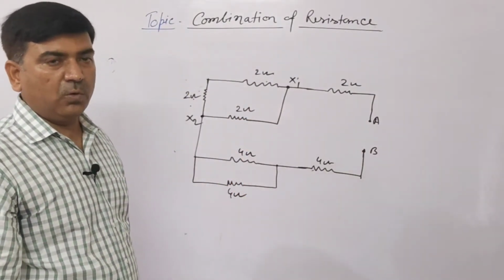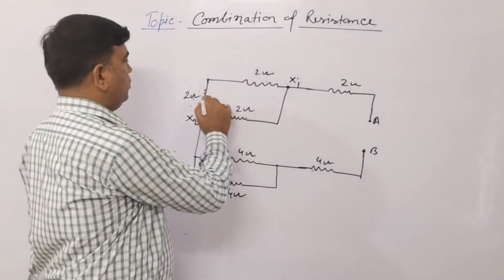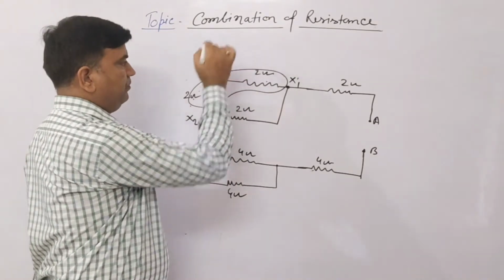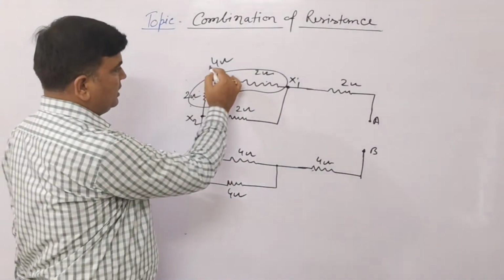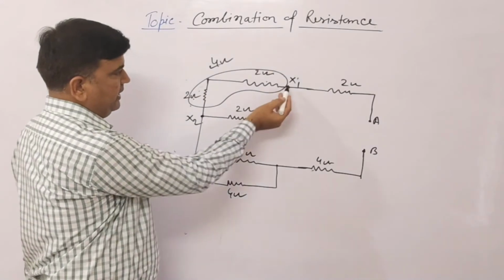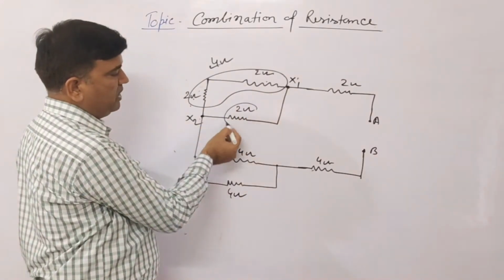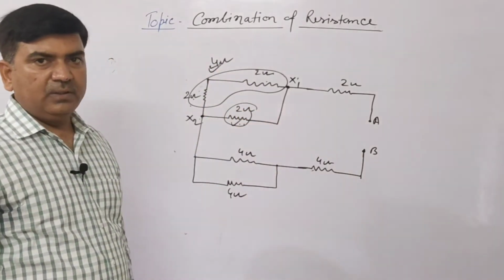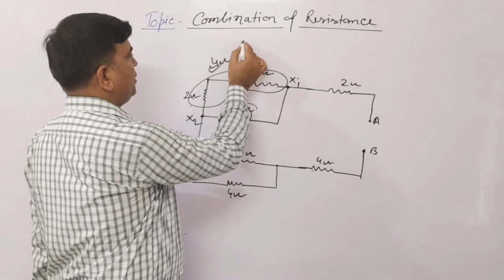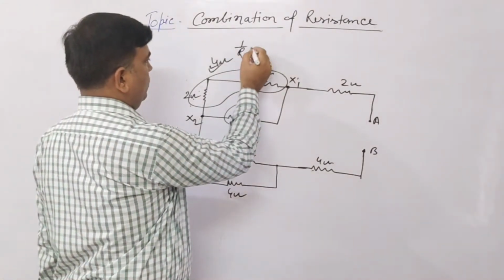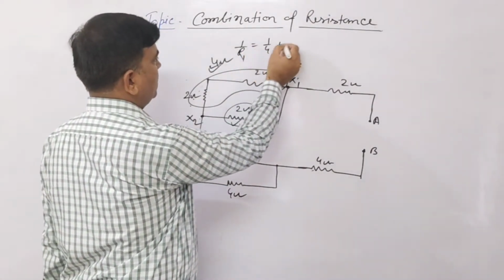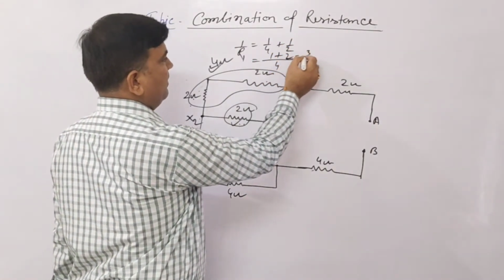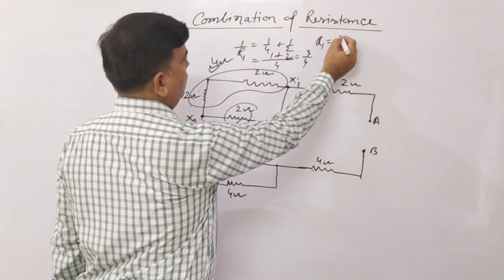2 plus 2, it is the 4 ohm resistance. So in the place of 2 and 2 ohm resistances, it is equal to 4 ohm. And this single 4 ohm resistance is connected across the points x1 x2 with the 2 ohm resistance in parallel. So 4 ohm and 2 ohm are both joined in parallel. So now apply the formula for the parallel combination. 1 by R1 equal to 1 by 4 plus 1 by 2, and it is equal to 1 plus 2, 3 by 4, and R1 equal to 4 by 3 ohm.